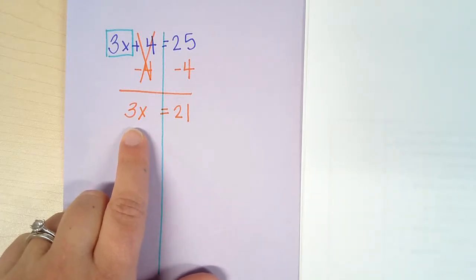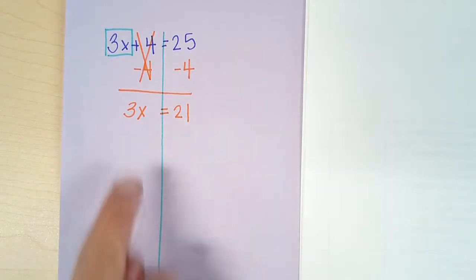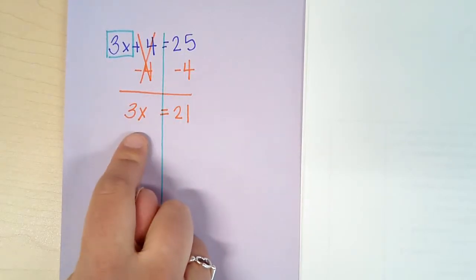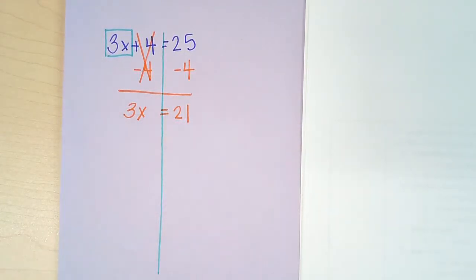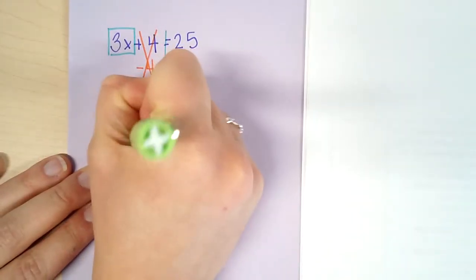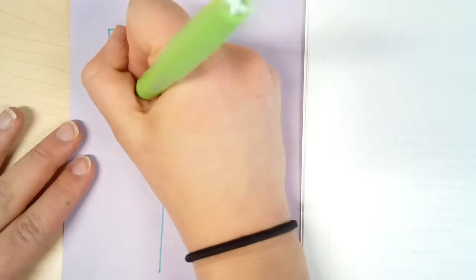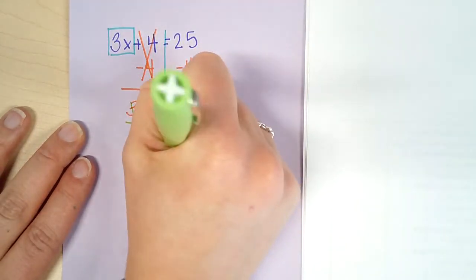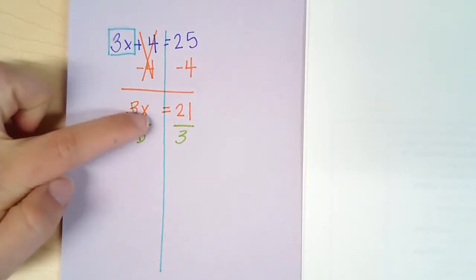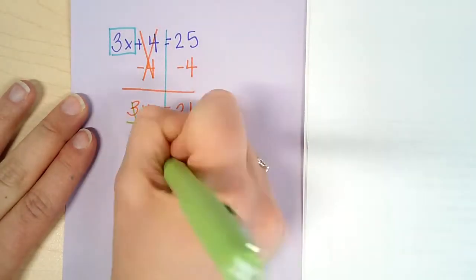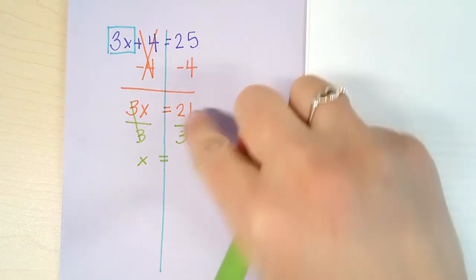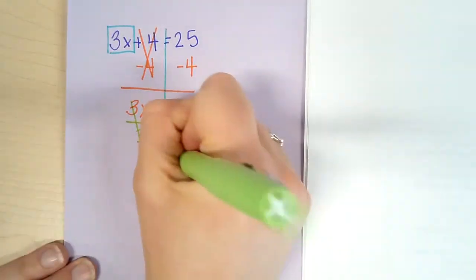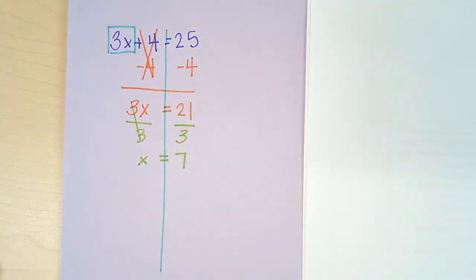Now I solve another one-step equation and I see, okay, what's occurring here? 3 times x, 3 multiplied with x. Multiplication, the inverse of that is division. So I'll divide by 3. Because I divide by 3 on one side, I will divide by 3 on my second side. That x is now alone. And I take 21 divided by 3, which equals 7.